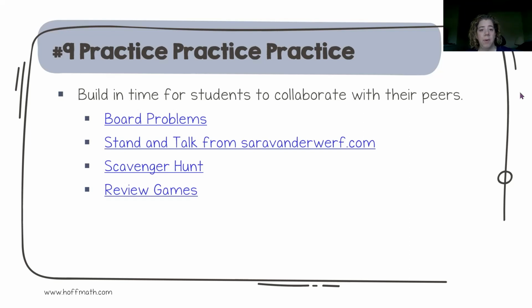Or I might give them some functions that have an odd degree and some functions that have an even degree, and I sort them and say, what do you notice, what do you wonder? Or it could be pictures of different types of functions that you can categorize, and then see if the students can come up with what these functions have in common and what they do not have in common. A scavenger hunt is another thing to do to get the students working together and working around the room, and of course some review games. So you can click on those links and read more about those.